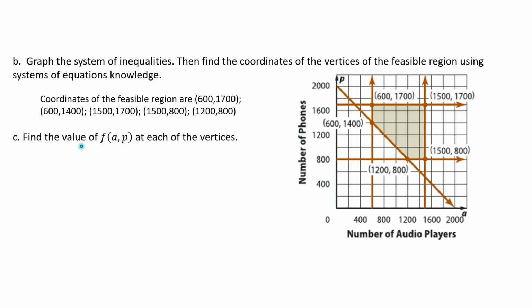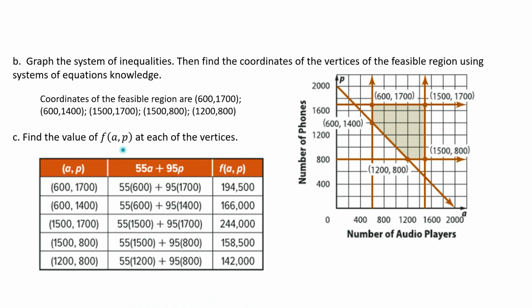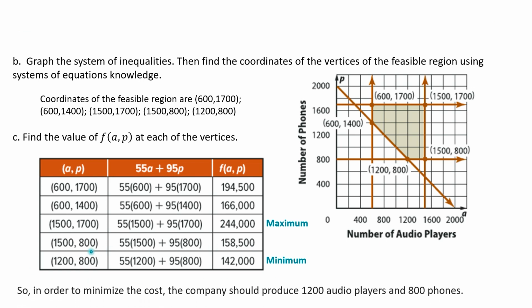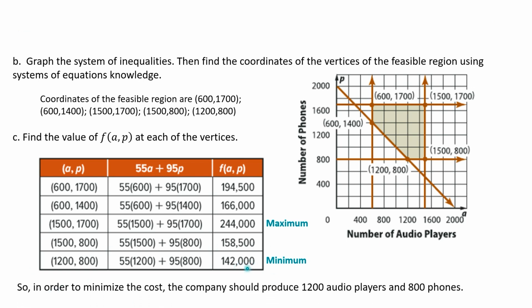Next, you find the value of the objective function at each of the vertices. So now if you look here carefully, this is the maximum value and this is the minimum value. And what are we looking for? We are looking to minimize costs. So this is what we are concerned with. So in order to minimize the cost, the company should produce 1200 audio players and 800 phones.